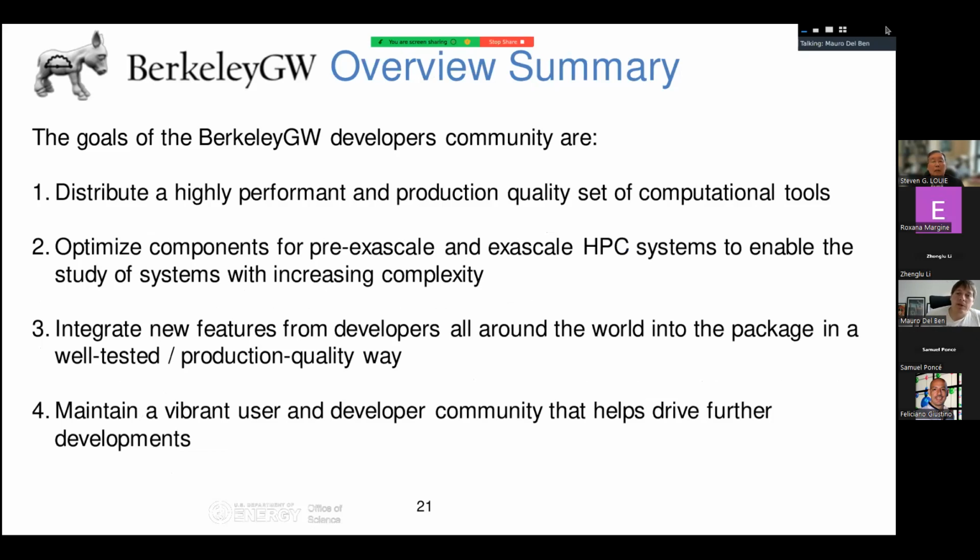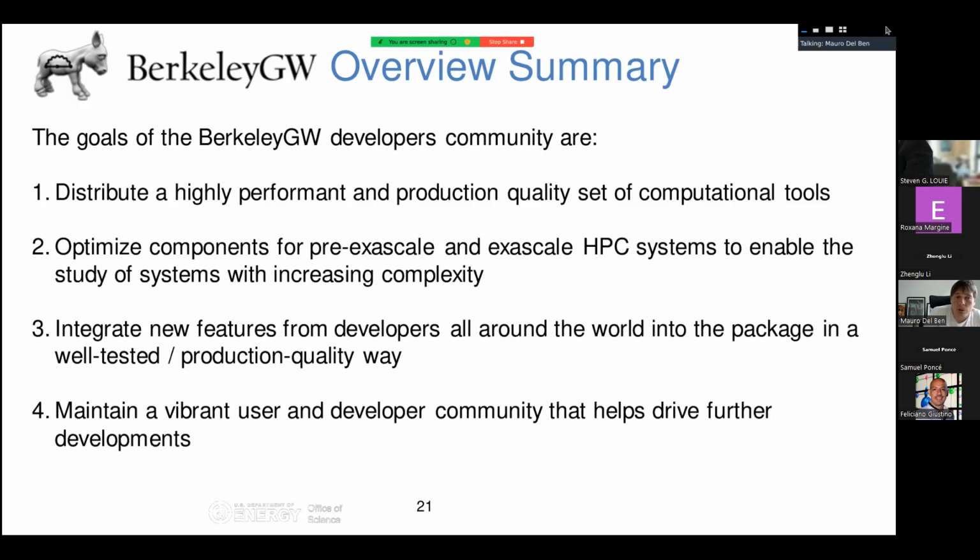All right, so the developers team, which is essentially giving you a summary here of what we are doing, has these kinds of goals: we want to distribute a highly performant production quality set of computational tools in order to use the GW and BSE method and make them available to you in a production quality way, essentially at the same cost or the same time to solution as a DFT computation.